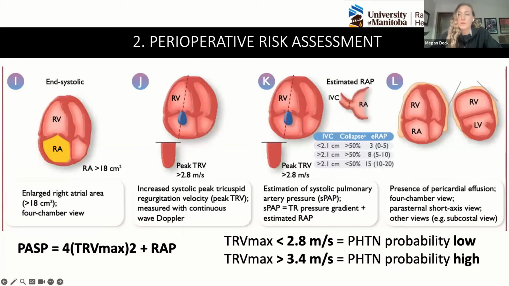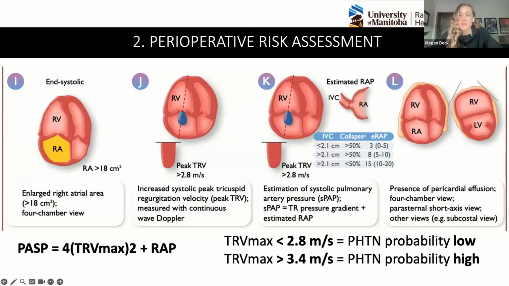TR velocity can also be used to assess RV systolic function, as well as a surrogate to assess mean PA pressure. We're commonly accustomed to looking at the right ventricular systolic pressure, or RVSP, which is a surrogate for pulmonary artery systolic pressure in the absence of RVOT obstruction. Pulmonary artery systolic pressure is calculated by the modified Bernoulli equation, which is 4 times the tricuspid velocity maximum jet squared plus the right atrial pressure. A normal PASP is less than 35, and a PASP of greater than 60 is suggestive of pulmonary hypertension.